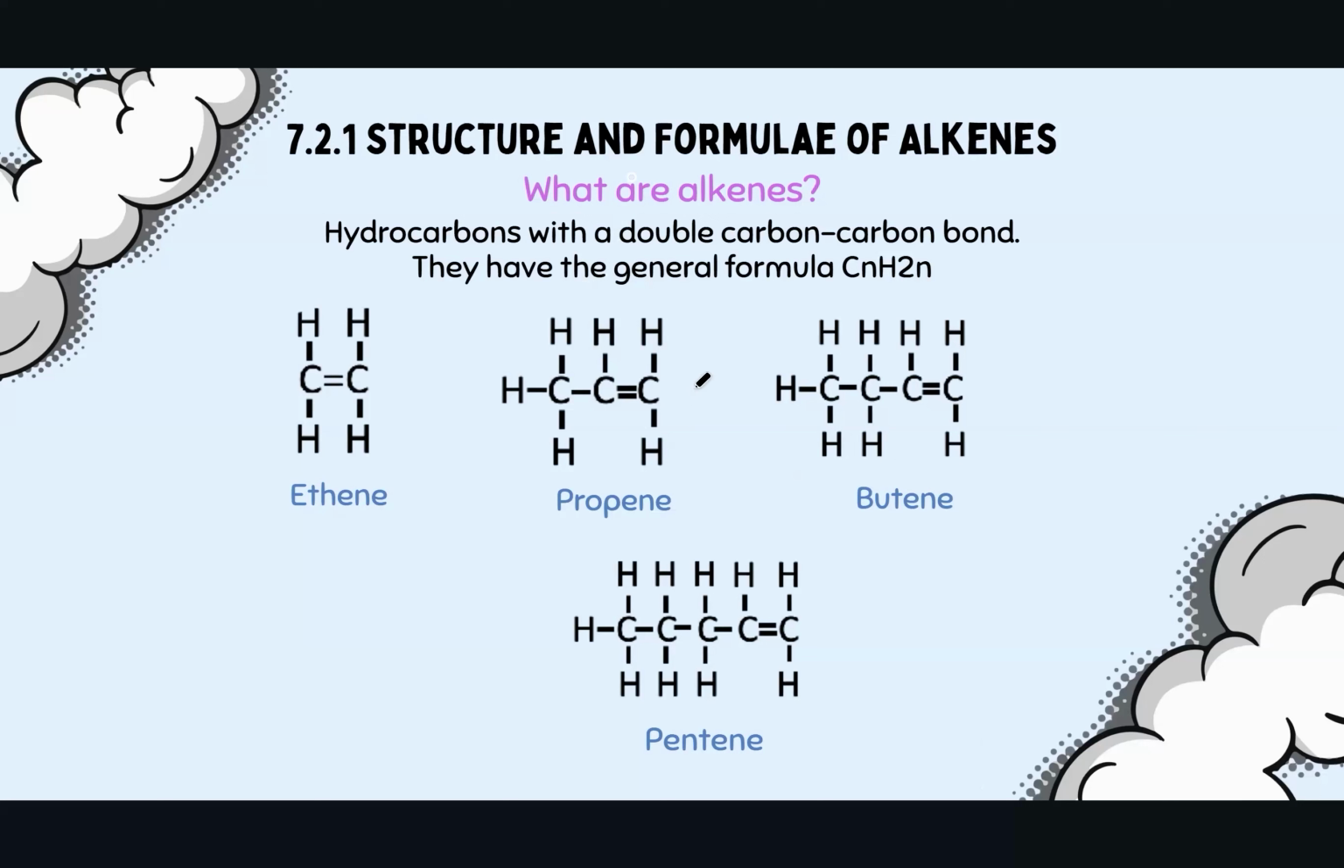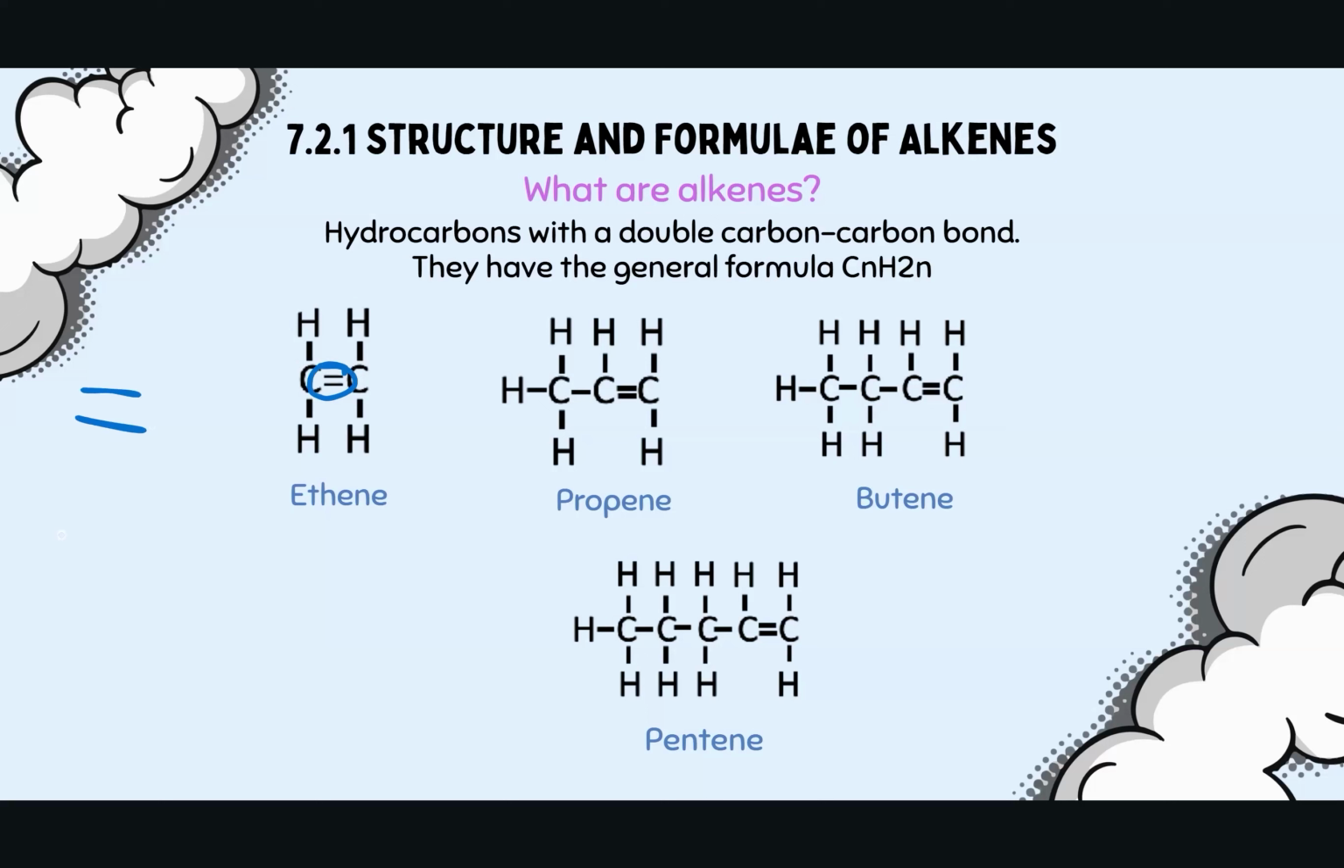Entirely up to you. Okay, so 7.21, structure and formula of alkenes. This point to the end of topic 7 is triple only. So what are alkenes? Hydrocarbons with double carbon-carbon bonds. They have general formula CnH2n. So what we're saying here is in alkenes you have a double bond. In alkanes you only have single bonds. In alkenes you have a double bond.